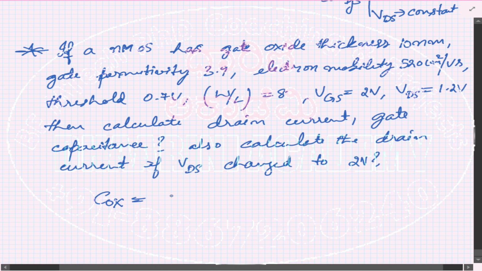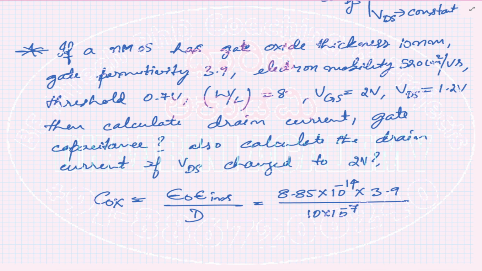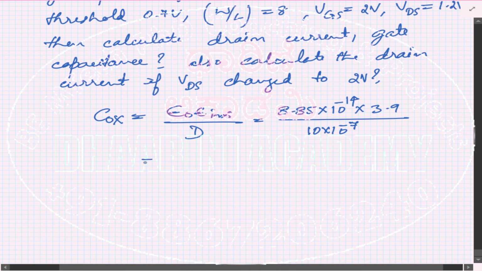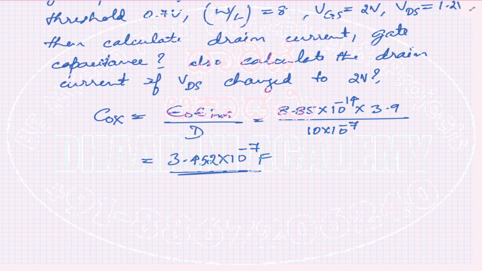So Cox is equal to epsilon naught into epsilon insulator divided by the d. Nanometers is 10 to the minus 9, but if you want to convert that into centimeter, remove two powers from the 10 to the power, so that becomes minus 7. Now you give the value. This is 3.45 into 10 to the minus 7, farads per square centimeter. You can even convert into microfarads. Anyway, that's fine for us. So the first part of the answer is done.